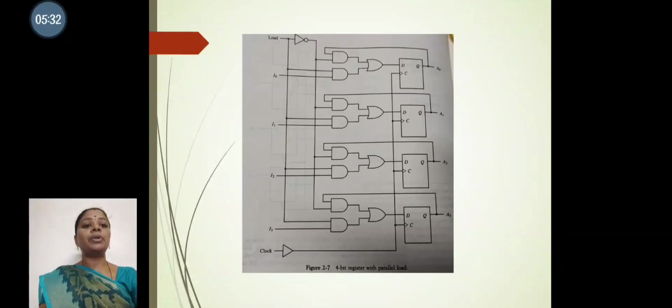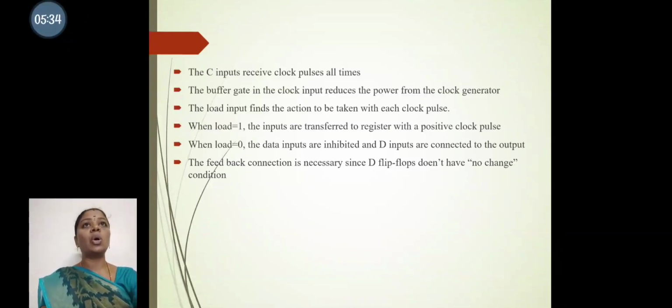The C input receives the clock pulses at all times. The buffer gate in the clock input reduces the load on the clock generator. That is, the buffer can hold the data for a certain time, so that the clock generator can reduce the power. And the load input determines the action to be taken with each clock pulse.